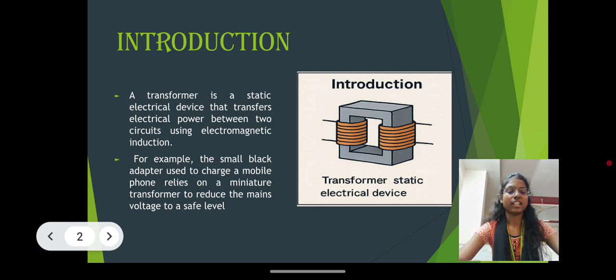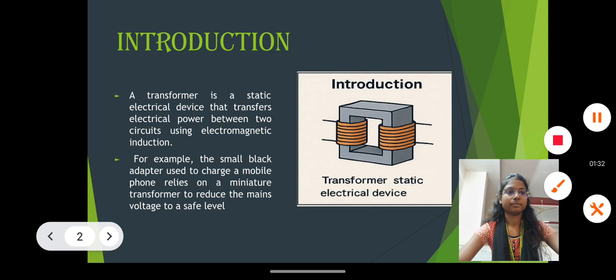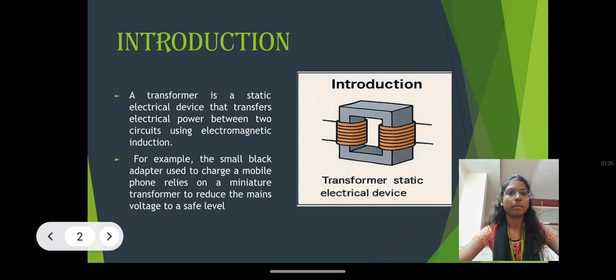Electric power generated at power stations cannot be transmitted directly at low voltage because it causes huge power loss. Therefore, voltage must be increased for long distance transmission and then decreased before supplying to homes and industries. This voltage conversion is made possible by transformers, making them an integral part of the electric network. For example, the small black adapter used to charge a mobile phone relies on a miniature transformer to reduce the mains voltage to a safe level.